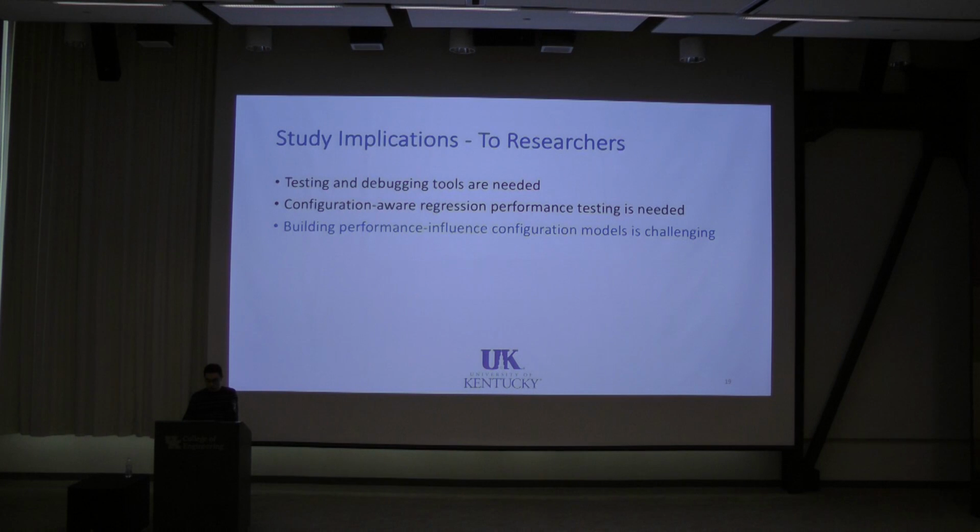And building performance influence configuration models is still very challenging. There are two parts to this one. The first one is reducing the size of the learning set, which is an open question. And secondly, for the black box configuration modeling methods, being able to effectively identify the interactions between configurations is not trivial at all.